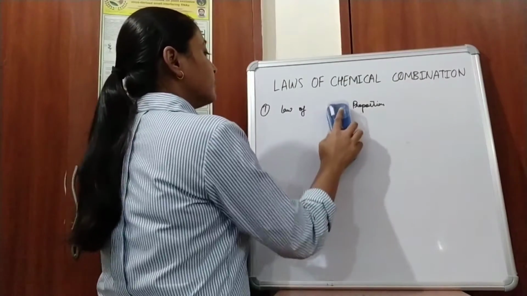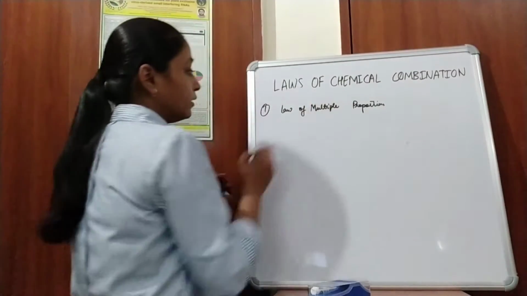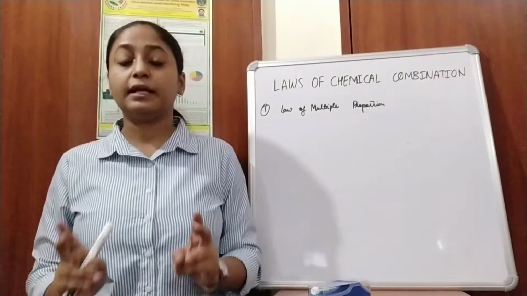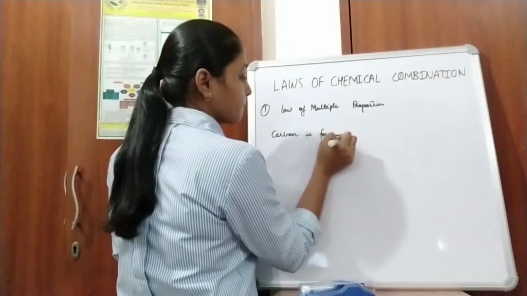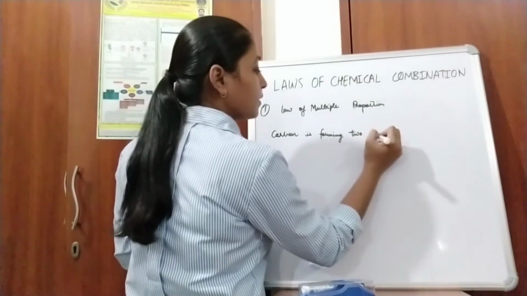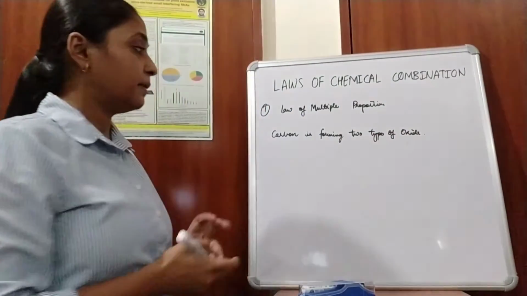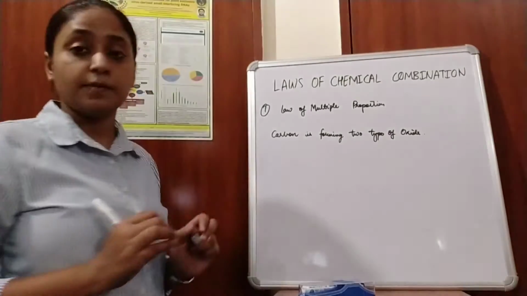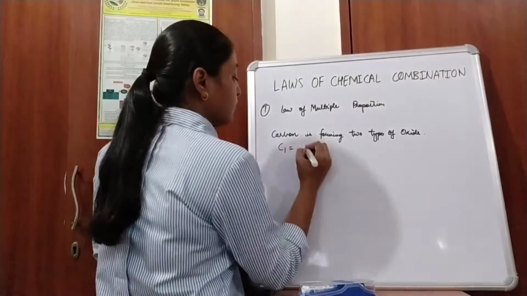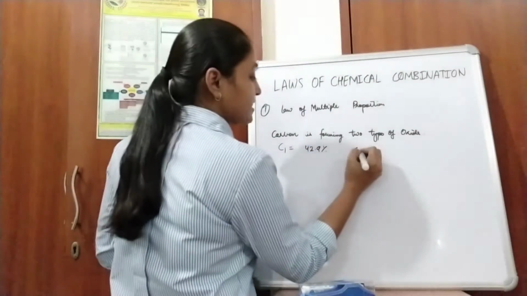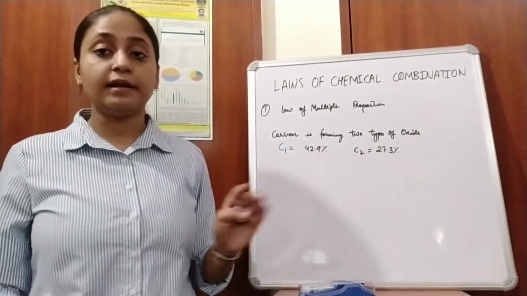Next we will discuss the law of multiple proportion. मल्टीपल प्रोपोर्शन में क्या होता है, if two elements are combining to form more than one compound. Let's take an example. Carbon is forming two types of oxide. Suppose the percentage of carbon in the first oxide is 42.9% and in the second is 27.3%. They are forming oxide, it means they are reacting with oxygen.